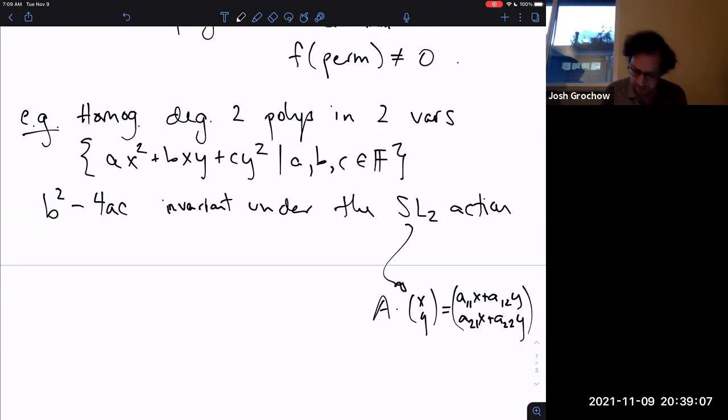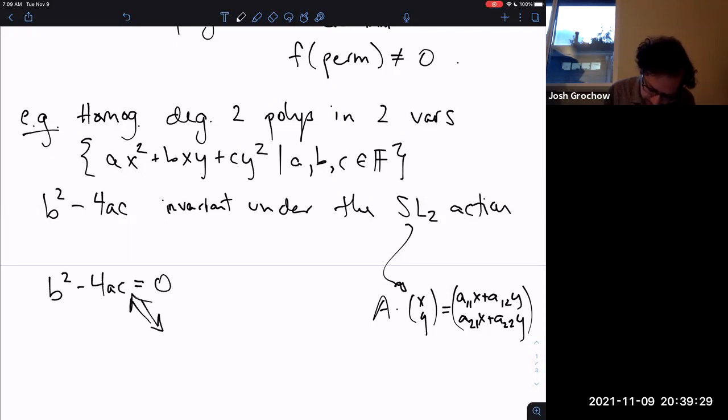Okay, and then if you wanted to act on the degree 2 polynomials, you just plug these into your degree 2 polynomial. But if you do that, as long as A has determinant 1, b squared minus 4ac will not change. And b squared minus 4ac tells us something. Being 0 happens if and only if ax squared plus bxy plus cy squared is a perfect square.